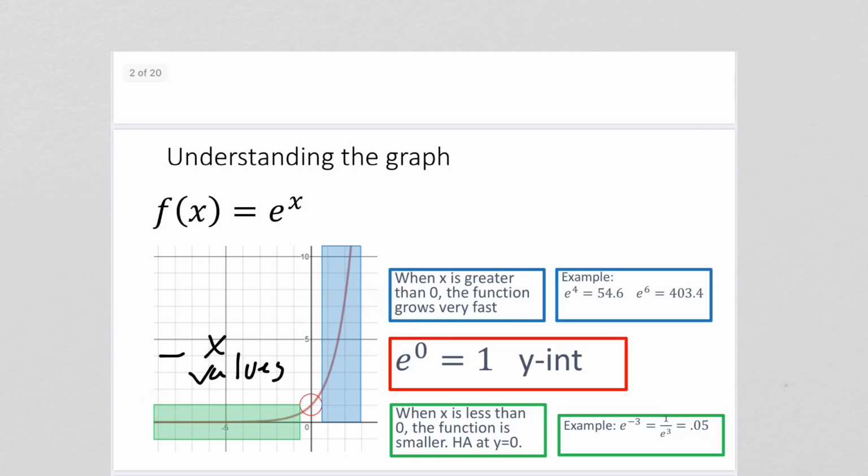Now over here, we're plugging in positive x values, and those outputs are going to become quite large quite quickly. Here's a couple of examples. If I plug in x equals 4, my output's 54.6. If I plug in x equals 6, then I get 403.4. So you can see, even just by running by 2, we rose by about 350. So in this blue section, we're going to become steeper and steeper. So you should get this parent function down with the y-intercept at (0, 1).